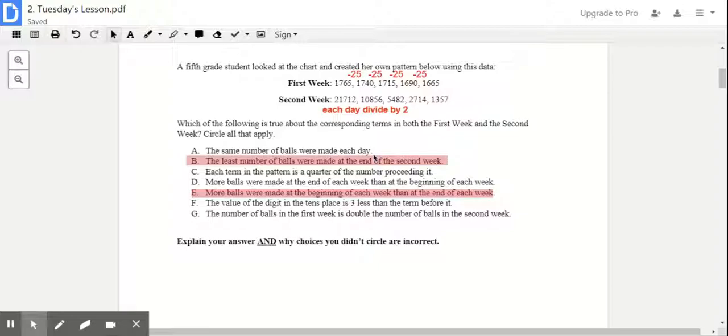Let's go with B. The least number of balls are made at the end of the second week. What do you guys think about B and why do you think it's correct?